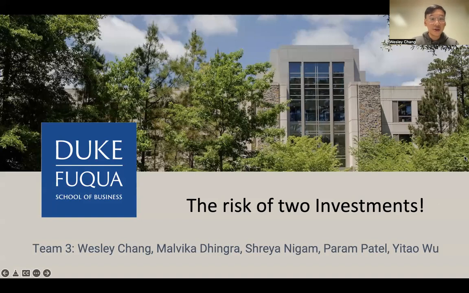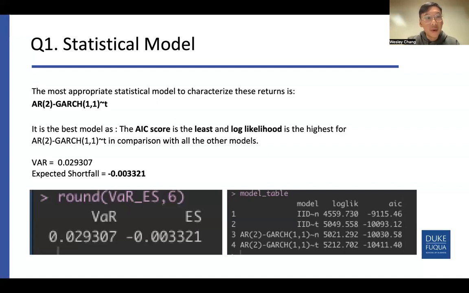Hi everyone, we are team 3, and today we want to talk about our first team assignment, the risk of the two investments. I'm Wesley Chen, and I want to talk about question 1 first. How do we decide which kind of model we want to use?